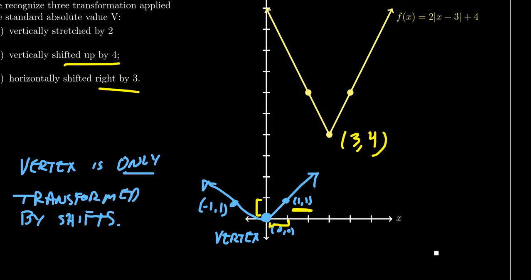from the vertex, you are going to go up two. So your rise got doubled. There was no horizontal stretching, so the run is still one. So basically, this line will have a slope of two now instead of the usual slope of one.